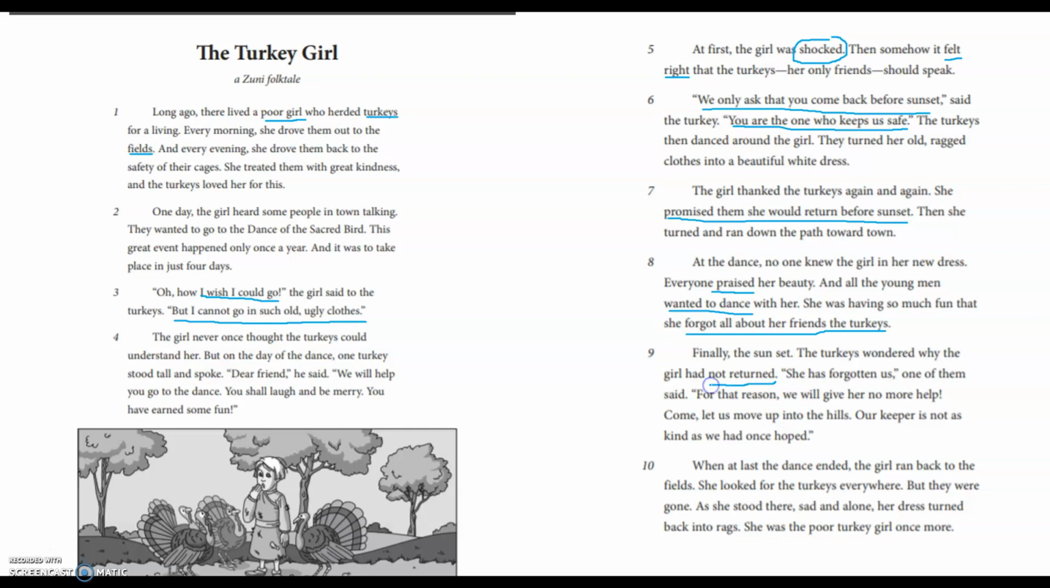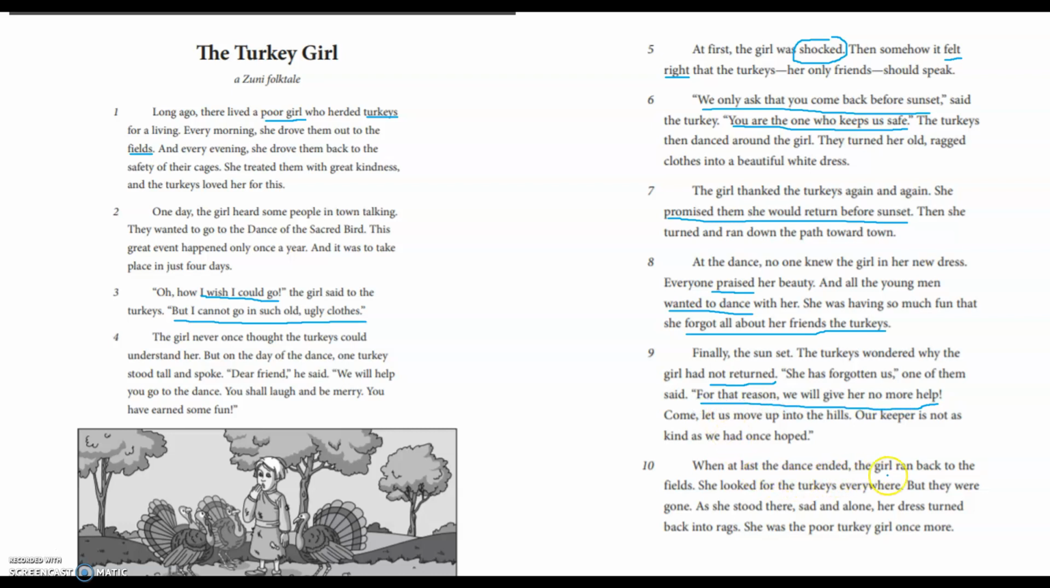You probably said that the girl did not return, and the turkeys are responding through their thoughts. They're wondering why she did not return. And then they respond through their words. She has forgotten us. For that reason, we will give her no more help.